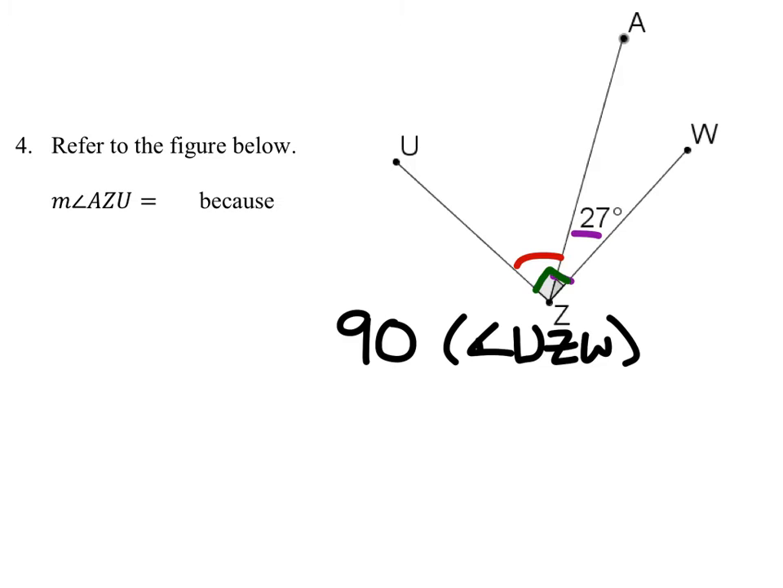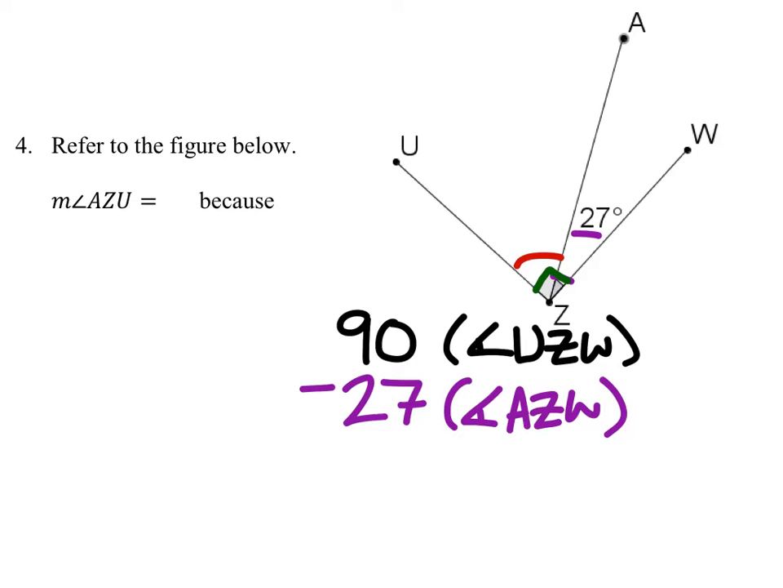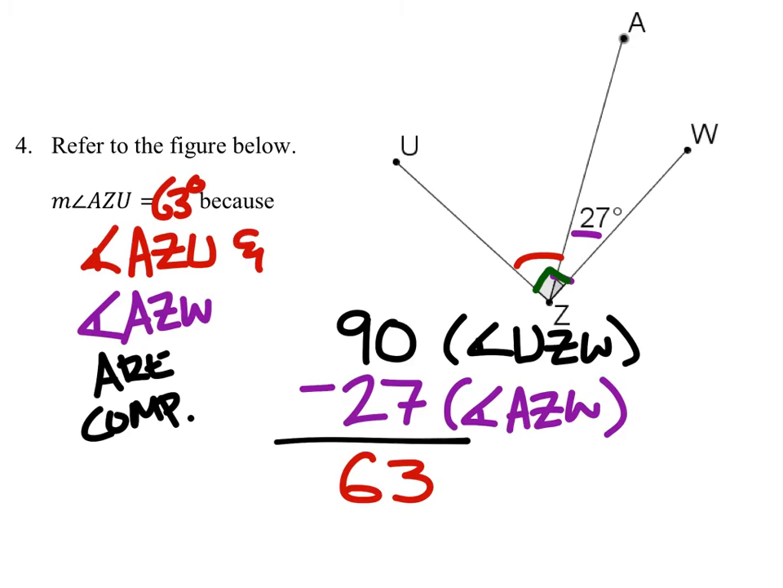We're going to take that 90 degrees from angle UZW, and we're going to subtract the 27 degrees from angle AZW. And again, the reason is because AZW and UZA are complementary, and that leaves us with the 63 degrees. Very good. So this is 63 degrees because the two angles are complementary.